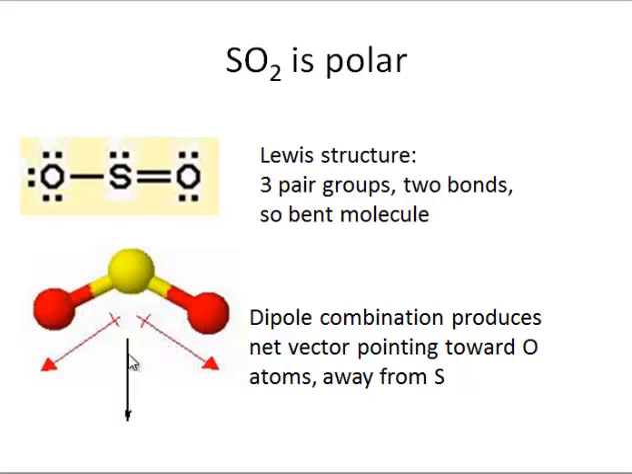Leftward part cancels rightward part. So the dipole for this molecule points straight down. We predict sulfur is the positive end. These 2 oxygens are the negative end. Net result is, again, the molecule is polar.